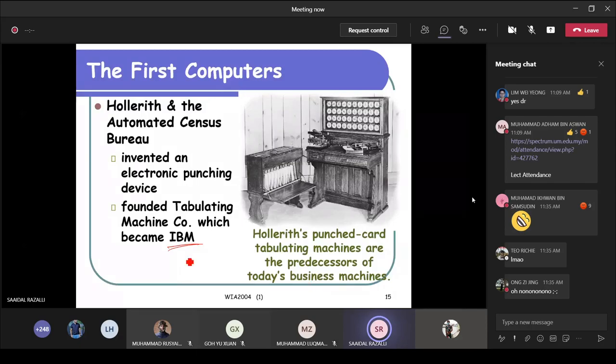Okay, so this is the first commercial one, the first ready-to-use commercial machine. It's not really commercial, it's mostly used in government offices or big companies that want to solve certain problems. The electronic punching device uses a card, you make a hole in it like a punch card, and then you process the jobs.